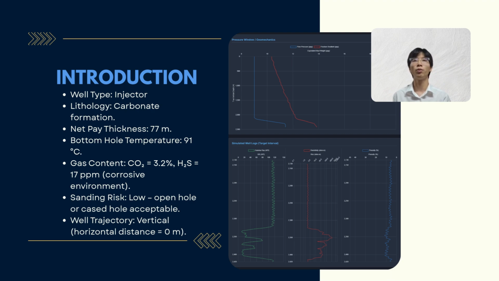Typically, our well is an injection well, and the lithology is mainly carbonate formation. The net pay thickness is about 70 meters, and the borehole temperature is about 91 Celsius. There are two gases inside, which are CO2 and H2S. CO2 content is 3.2% and H2S is 17 ppm. So this is definitely evaluated as a corrosive environment. As the sanding risk is very low, open hole or cased hole are both accepted. And the well trajectory is totally vertical, so no need to calculate as a horizontal well.